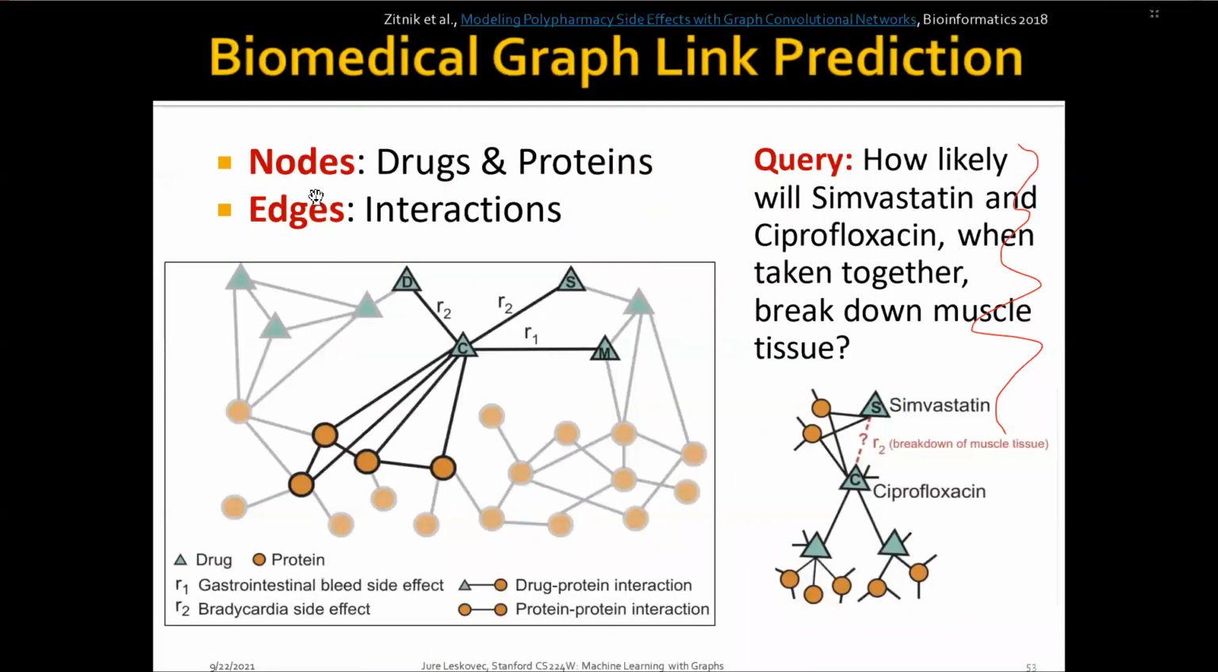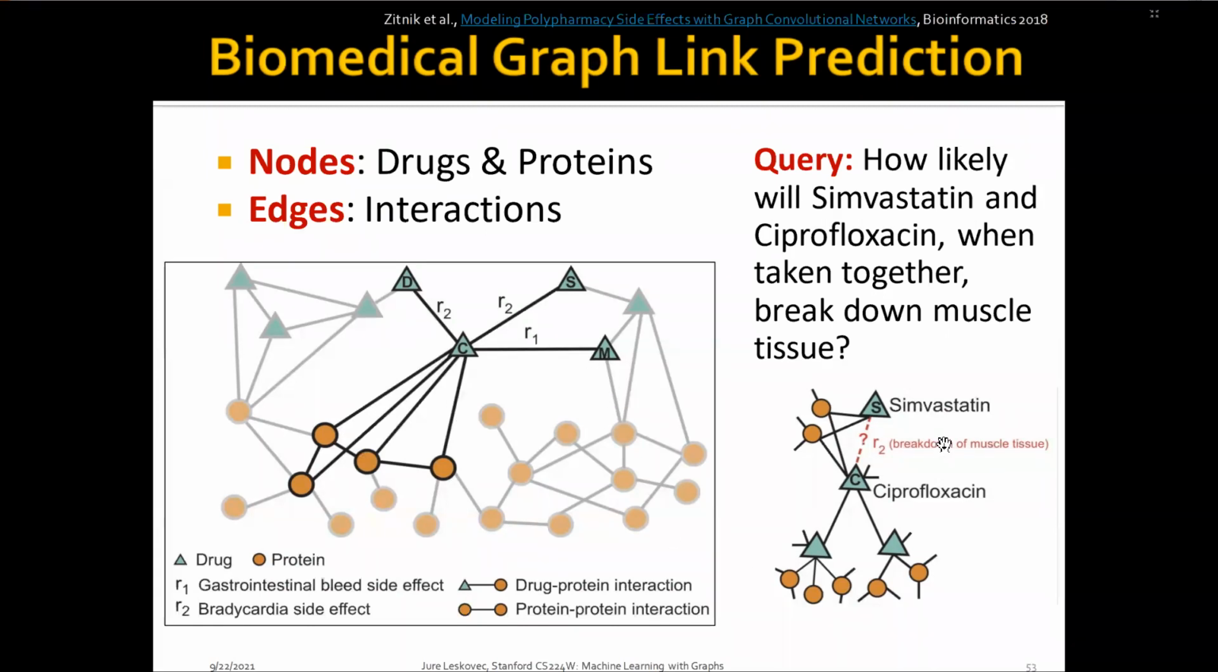So the nodes are the drugs and the proteins. The triangle is a drug and the circle is a protein, and the drug interacts with the protein. So these are the proteins that the drug is going to affect. And the proteins also have relationships, so they also interact with each other. So the proteins also form a graph. And then the drugs and proteins have another connection.